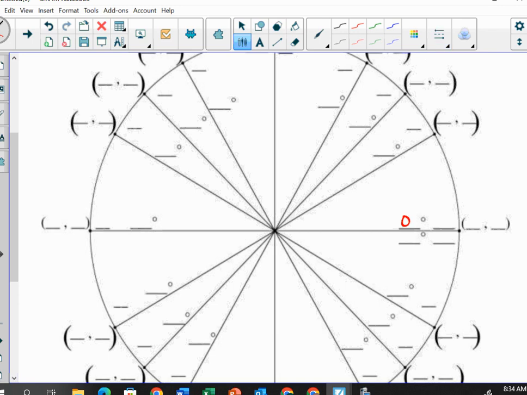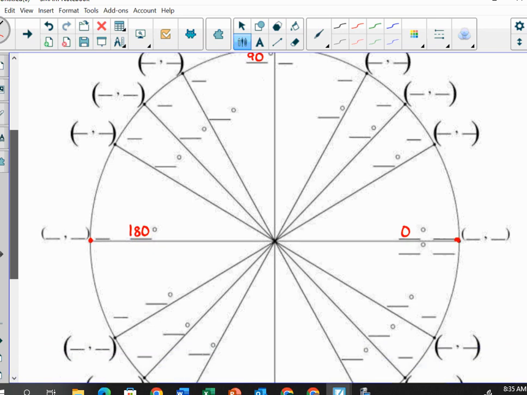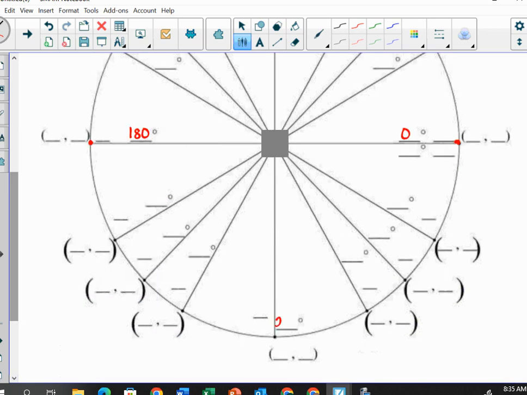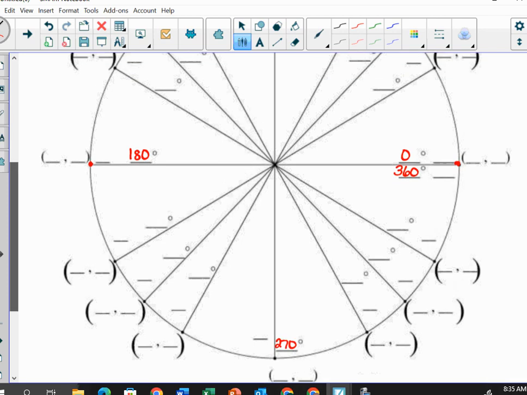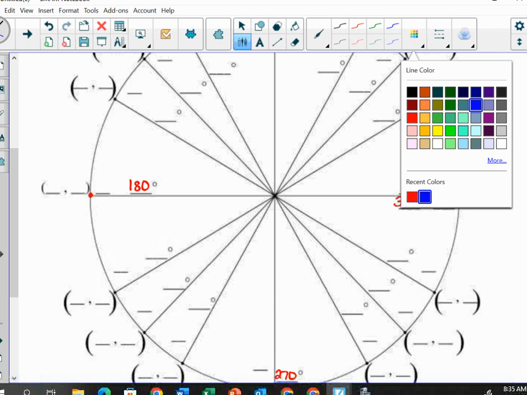All right, 0 degrees right here. What is over here on the left as far as degrees? 180. What is up at the top then? Bottom is 270. 360 if we go all the way around. That's why you've got a couple of lines there on the right side. Okay, so far so good, right? We're doing great, guys.